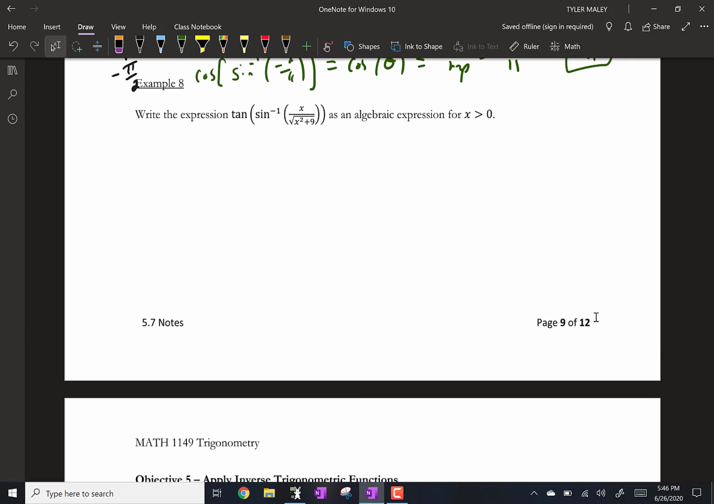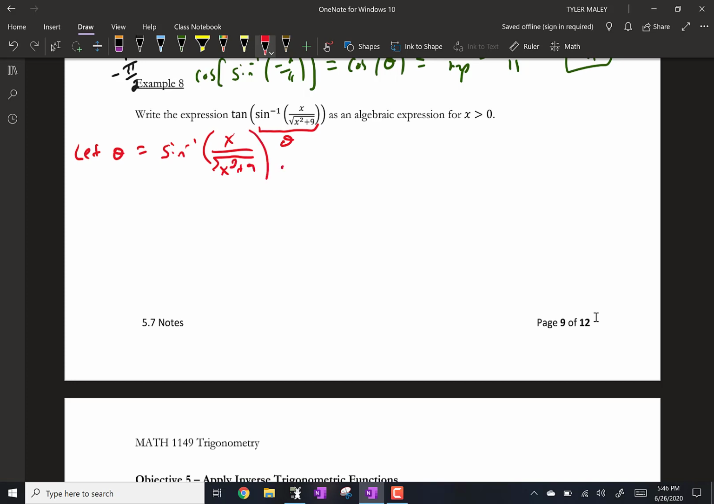So example 8, a little different. We have: write the expression tangent of inverse sine of x divided by square root of x squared plus 9 as an algebraic expression for x greater than 0. Again, let's let this inside part be theta. So let theta equal inverse sine of x over square root of x squared plus 9.